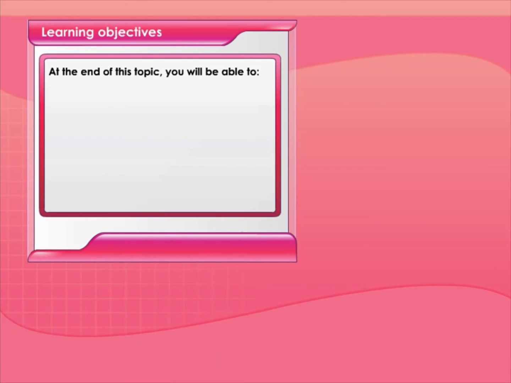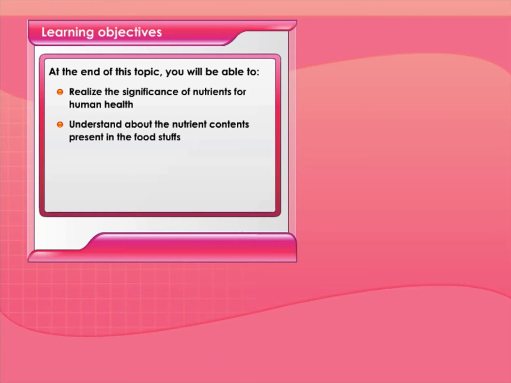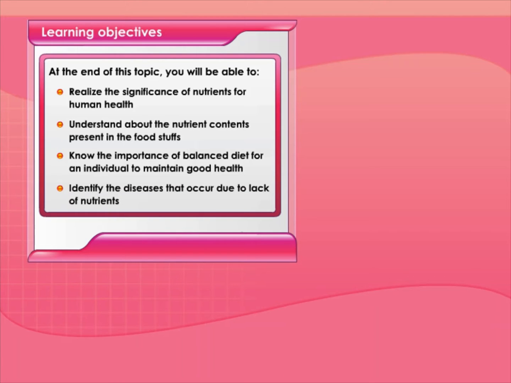Learning objectives. At the end of this topic, you will be able to: 1. Realize the significance of nutrients for human health. 2. Understand the nutrient content present in the foodstuffs. 3. Know the importance of a balanced diet for an individual to maintain good health. 4. Identify the diseases that occur due to lack of nutrients.